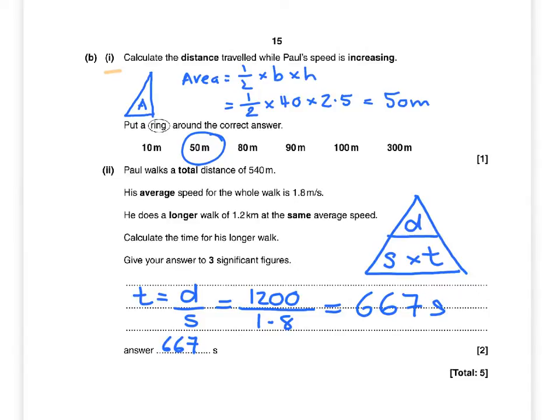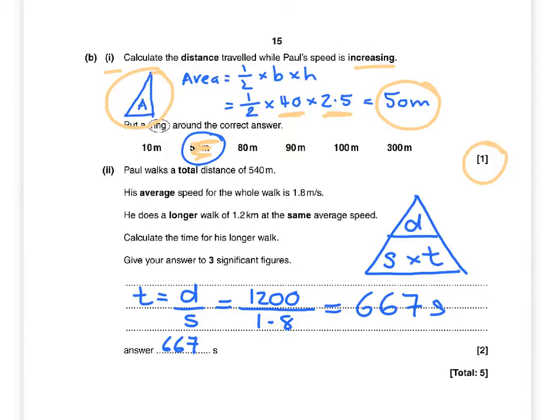The first part of part B asks us to calculate the distance travelled while Paul's speed is increasing. So that's section A, because that's where you get a positive gradient, showing that the speed is changing and it's speeding up. I've just sketched it here, but you need to look at that triangle in the graph, and work out the area of that triangle, which is half times the base times the height. Using the axes, we can work out that the base has a size of 40 and the height has a size of 2.5, and half times 40 times 2.5 is 50 meters. So that's what we have to circle, 50 meters, and that gets us 1 mark.